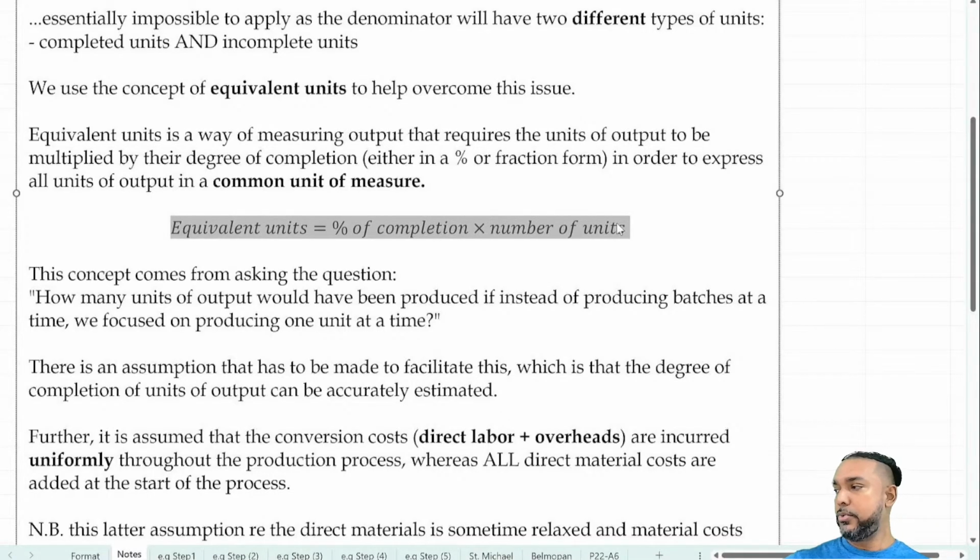So the equivalent units basically answer the question: how many finished units could I have made if, instead of working on a whole batch of units at the same time, I made one unit at a time? That's the question we're answering. And we do it because we need to be able to calculate a cost per unit. In this environment, that's what we use, all right?